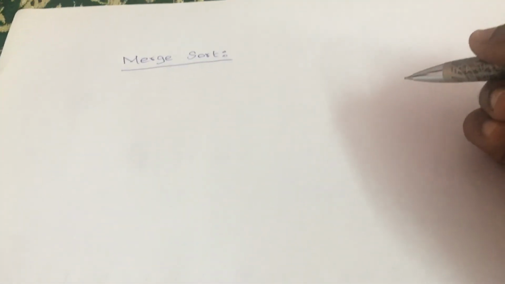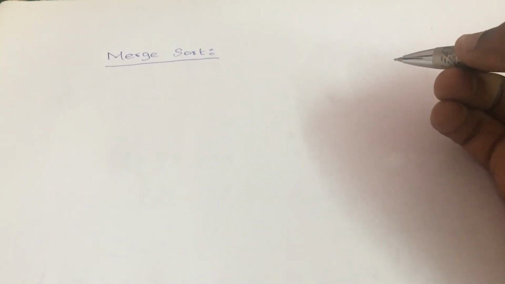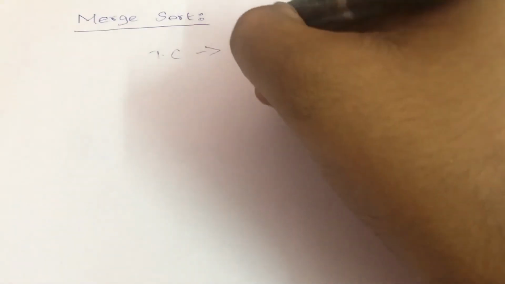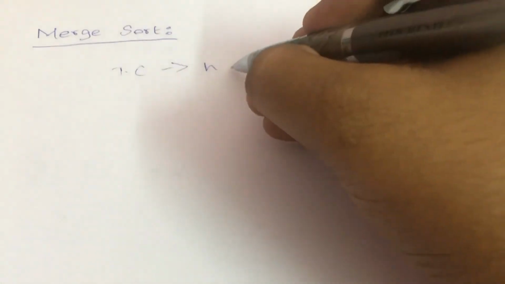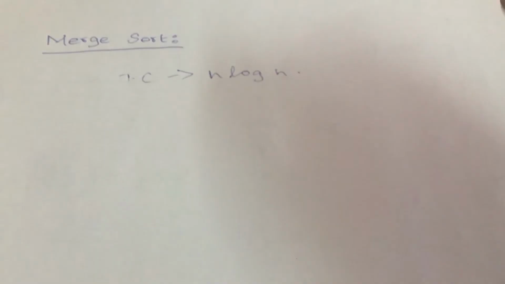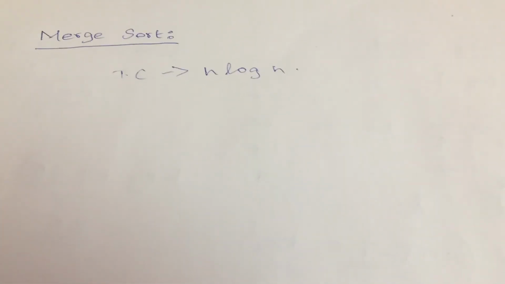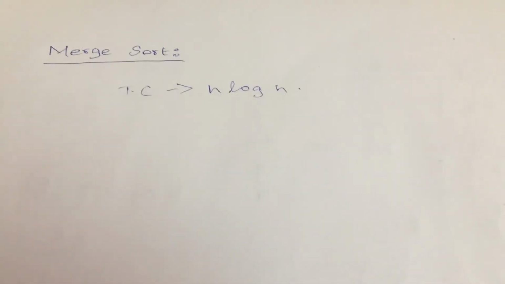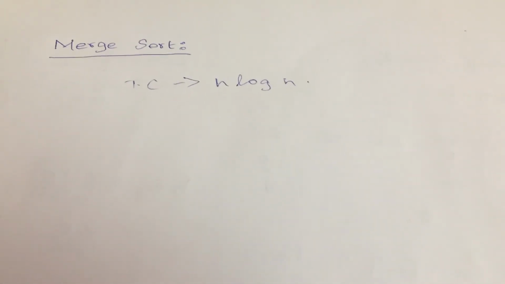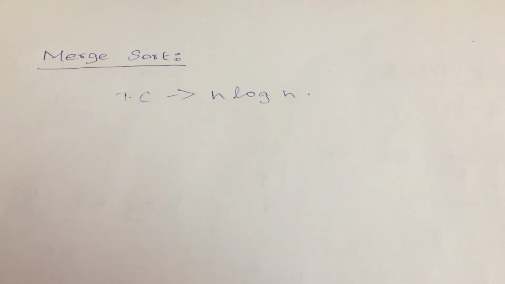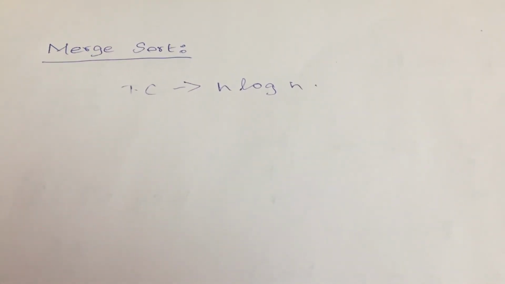So now let's discuss the merge sort algorithm. The merge sort algorithm is one of the most efficient sorting algorithms, because the time complexity recorded for merge sort is n log n for all the cases, right? So for best case, worst case as well as average case analysis, the time complexity always stays at n log n for all the conditions, right? So that is the main thing which we need to know about merge sort.